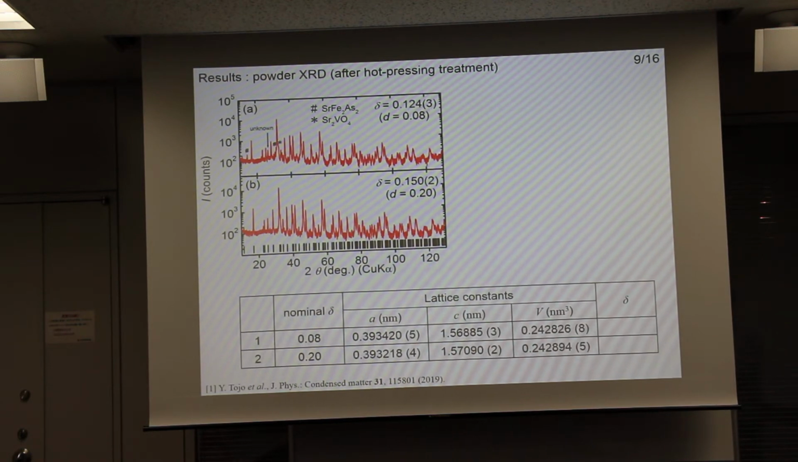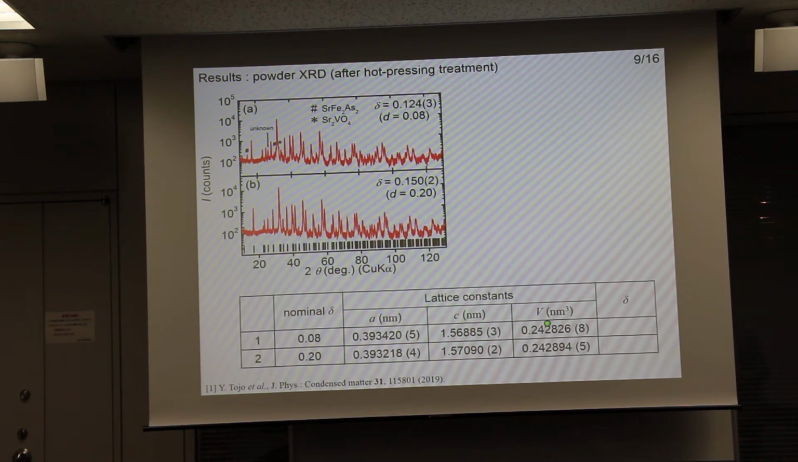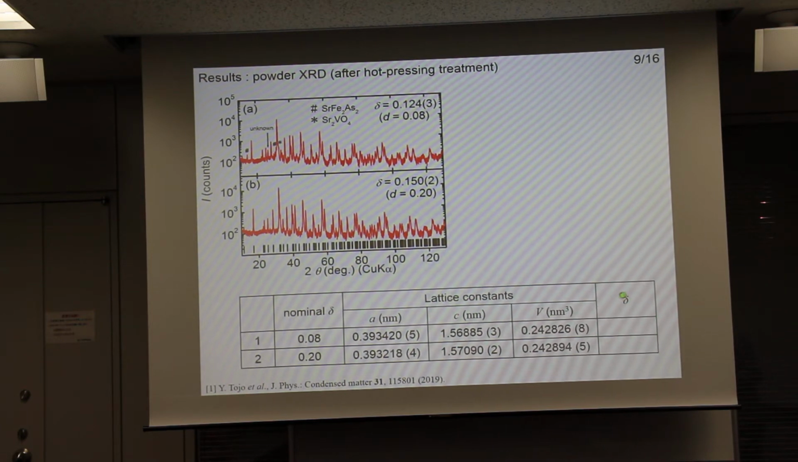These are the XRD patterns for 2 samples. As I said, I synthesized 2 samples, 1 and 2. From these patterns, I calculated the lattice constants A and C. Also, this is a tetragonal lattice, so I calculated the lattice volume. From the lattice volume, I calculated the oxygen deficiency delta.